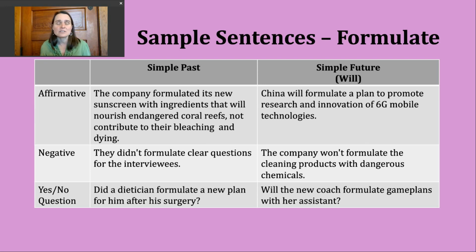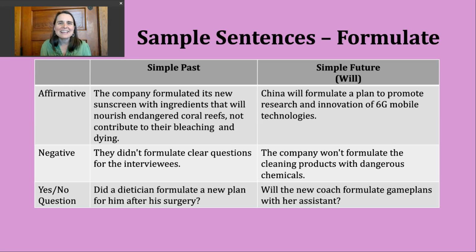To do this, I start with did, then I'm going to have my subject, and then the base verb. So, the thing I always like to point out to my students, notice the only time I'm using the ed form of the verb is in the affirmative. I go back to the base verb with no suffix in the negative and with my yes or no questions.